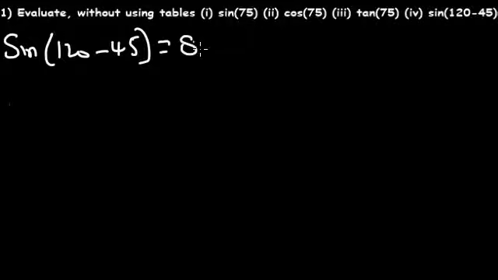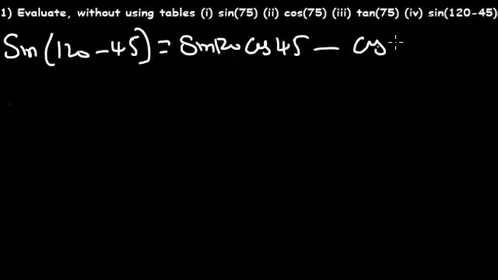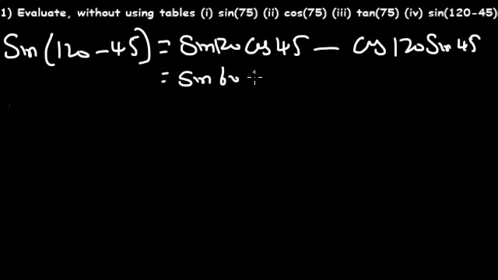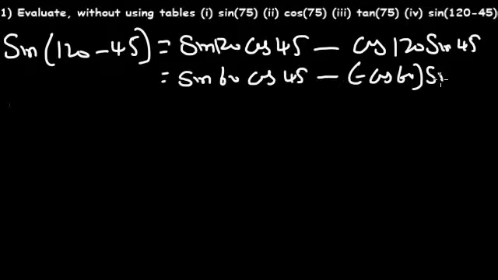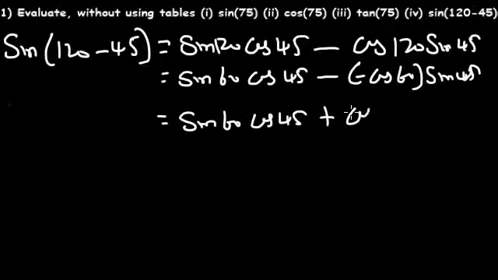So this is the same as sine 120 cosine 45, then the sign is minus, it doesn't change, minus cosine 120 times sine 45. Now sine 120 is the same thing as sine 60 multiplied by cosine 45, minus cosine 120, which is the same thing as minus cosine 60 times sine 45. So this minus will affect this one, and we have the result to be equal to sine 60 cosine 45 plus cosine 60 sine 45.